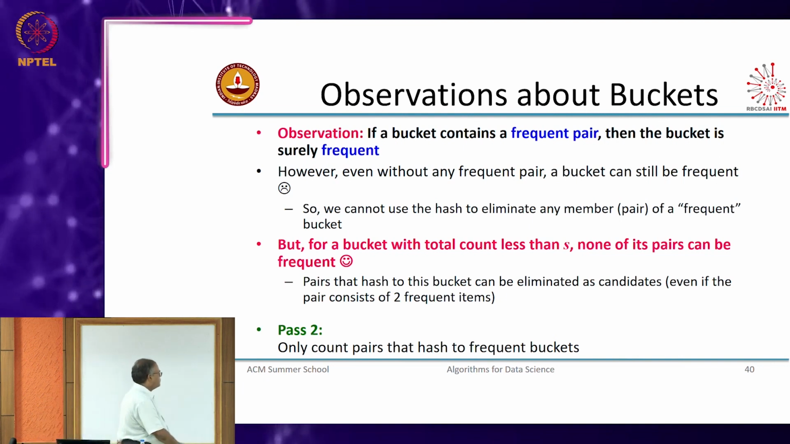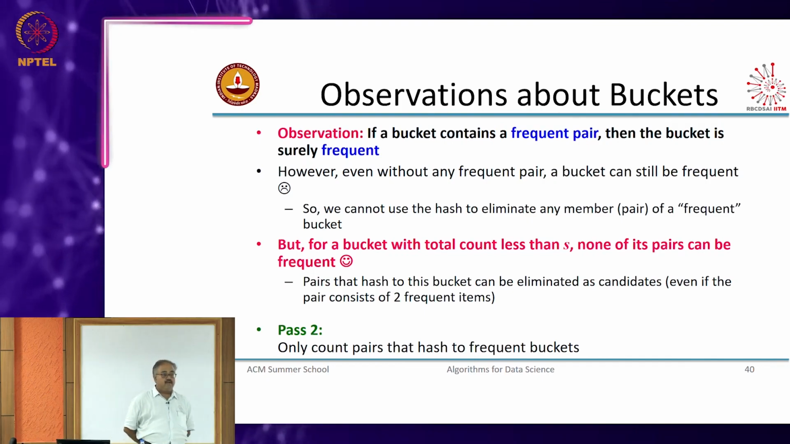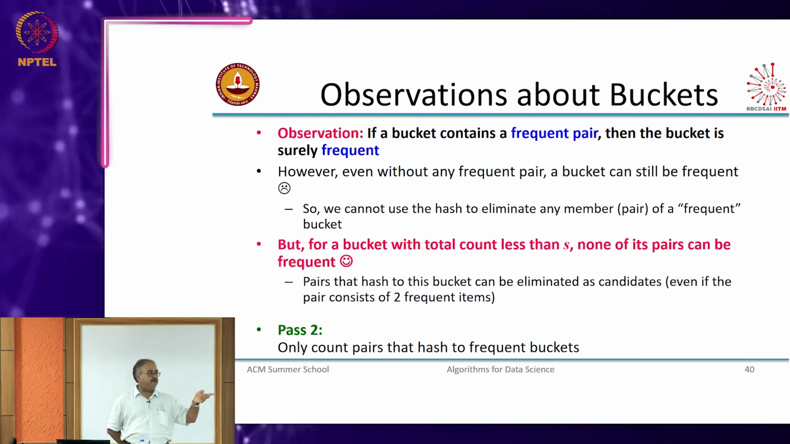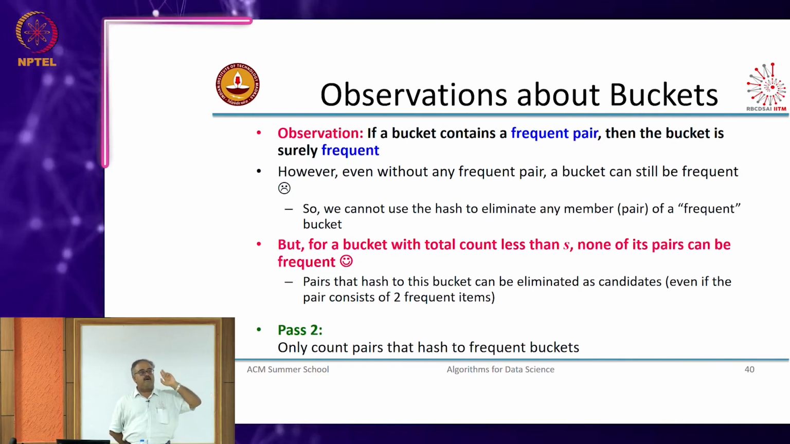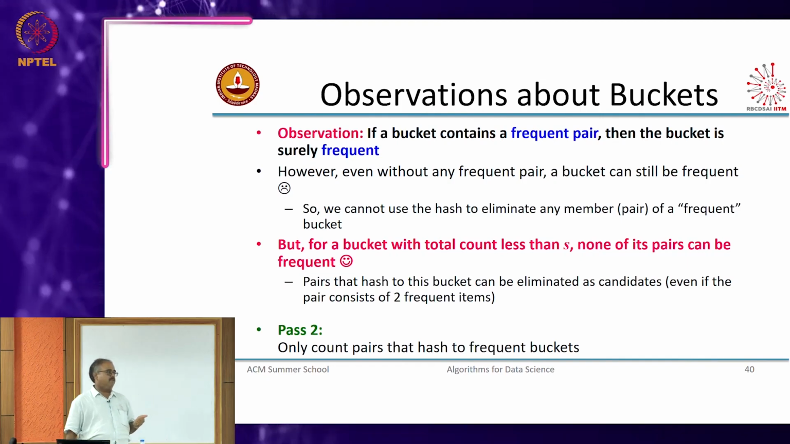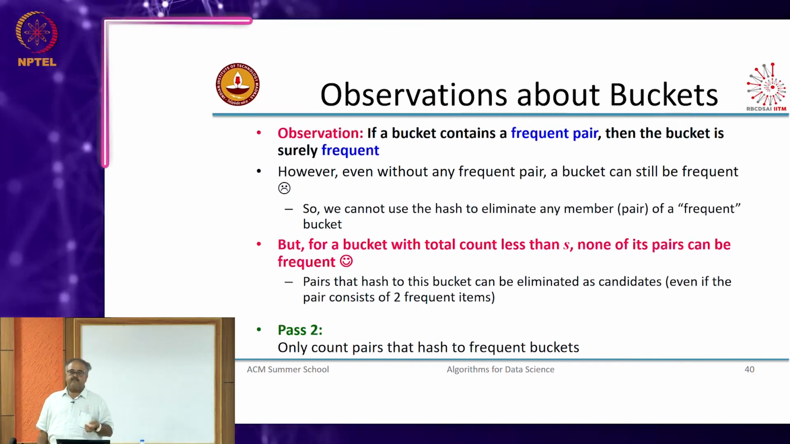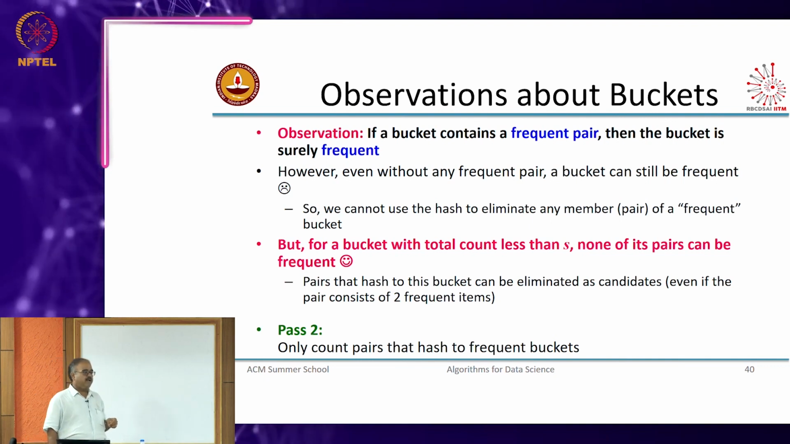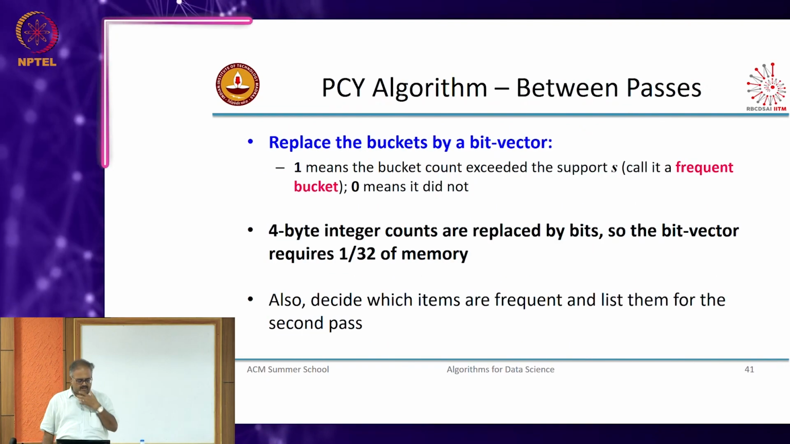So what you do in pass 2 is that you only count pairs that hash to frequent buckets. You can still do the original filtering that you are doing in a priori. What was the original filtering? You count a pair only if both the elements are frequent. So you will have that filter still: both elements have to be frequent and the pair has to hash to a frequent bucket. That way you will not be counting pairs of items where one of them is not frequent just because it hashes to a frequent bucket, right.